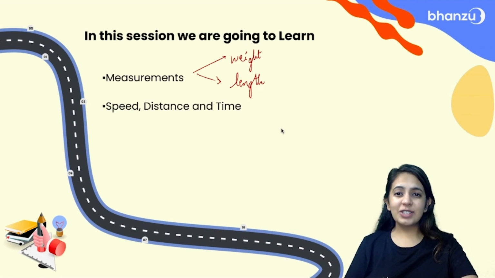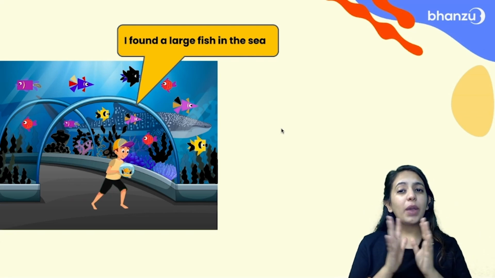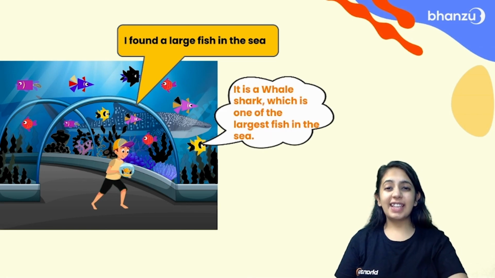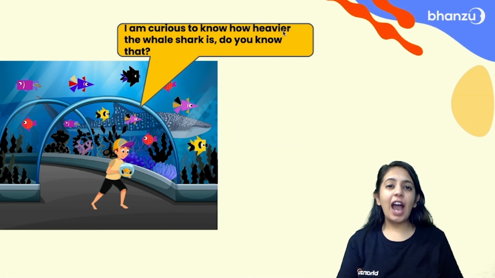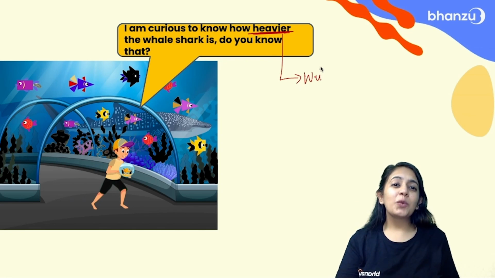Okay, so let's start today's topic and see what Jake has got for us today. So Jake, when he entered FisherVille, saw various fishes. He found a very large fish in the sea, to which Ginny said that it's the whale shark. And then Jake got curious to know how heavy the whale shark is. Now, in order to find how heavy something is, what do we need to measure? We need to measure its weight.